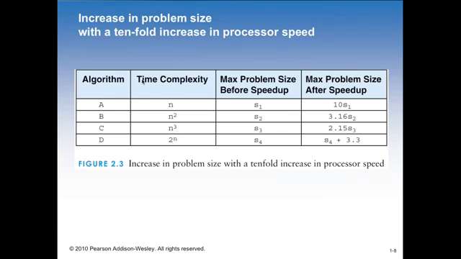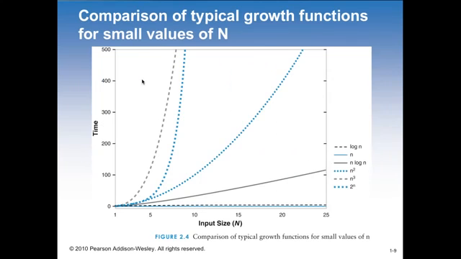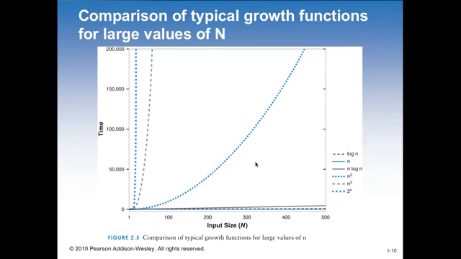So here we have an increase in the problem size with a tenfold increase in processor speed. You can see things can get out of control quite quickly once the problem space gets bigger. Here's a really good example: a comparison of the typical growth function for small values and how it can change as the values get bigger. Which basically means the more complex the issue in terms of the sorting and subsorting that might be going on, the more time it's going to take. So it's a way of assessing and figuring out which one we're going to use over another.